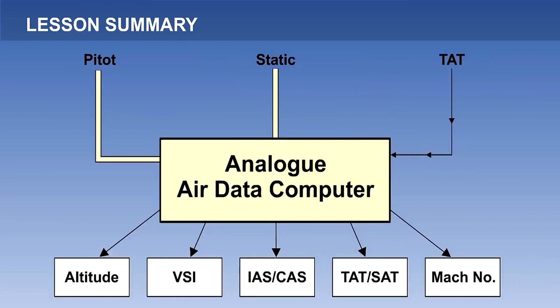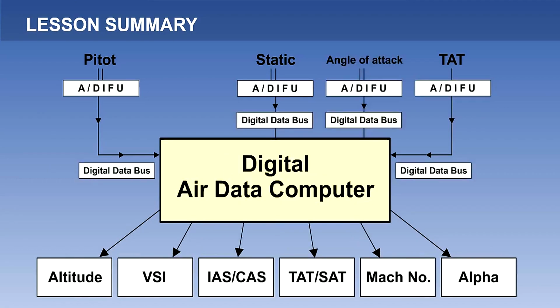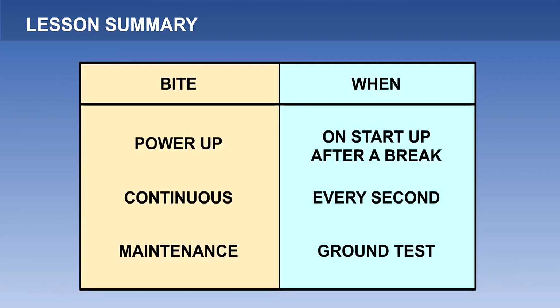In the early days, the pressure data transmission lines were pitot and static tubes. Later systems used remote transducers and sent the source data to the ADC by wire. Modern systems use digital computers and digital data transmission and include angle of attack information. A device called a configuration module allows for position error and K-factor for each aircraft type. There are 3 types of built-in test: startup, continuous and maintenance.